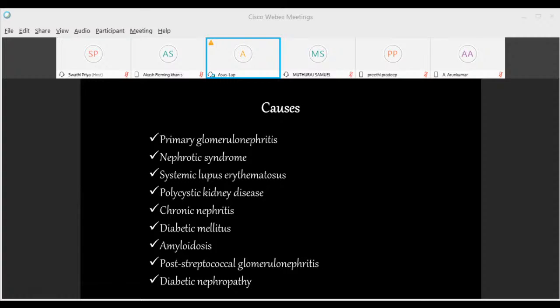Causes: these are the main causes: primary glomerular nephritis, nephrotic syndrome, systemic lupus erythematosus. What do you mean by systemic lupus erythematosus? It is an inflammatory disease which can affect the joints, skin, kidneys, and blood cells. It is an autoimmune disease. And polycystic kidney disease is an inherited disorder in which clusters of cysts are present on the kidneys.